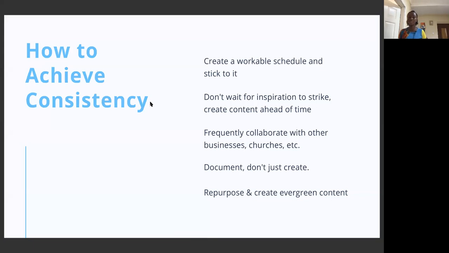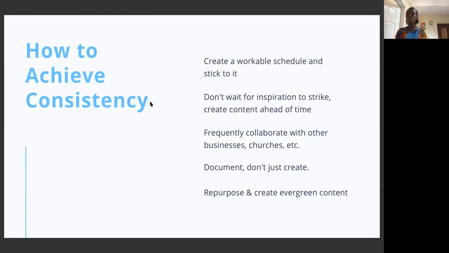Now, let's look at how to achieve consistency. You know how to measure your content efforts, you know how to create the content, you know how to curate the content, you know what the iterative process looks like. But how do you achieve the consistency? First of all, you have to create a workable schedule and stick to it.